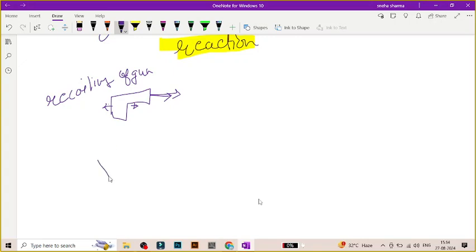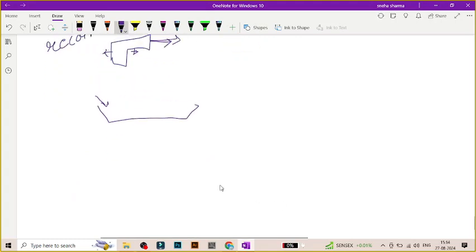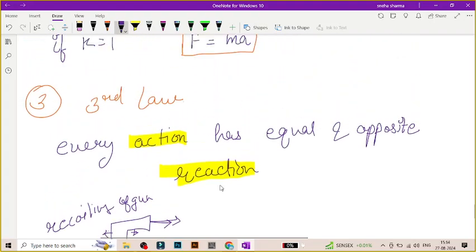Also there is the example of a boat. When you apply a force on a boat, it slips back. So this is also an example. Throwing a ball is an example, and there are so many examples of this law which we will discuss further in this class. That's it.